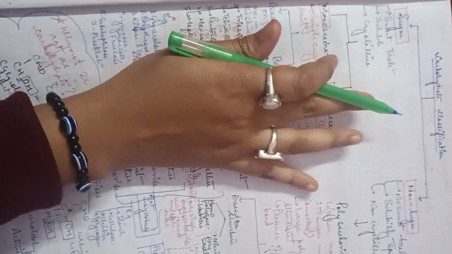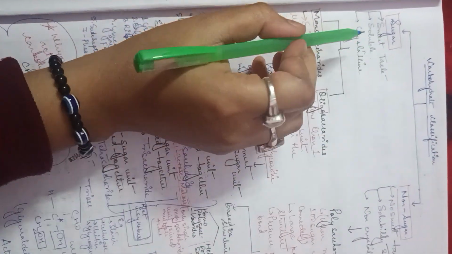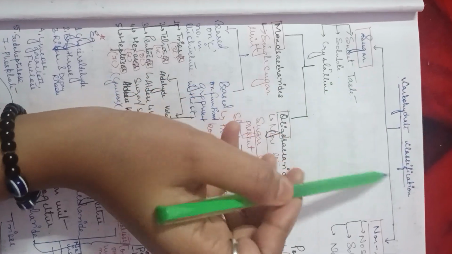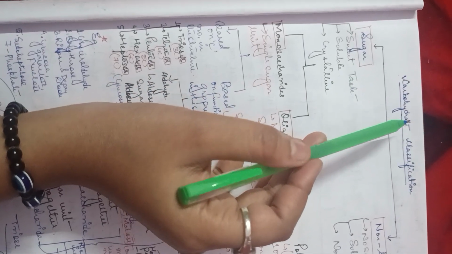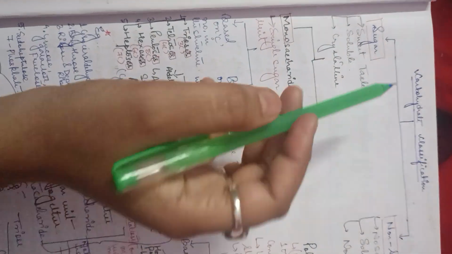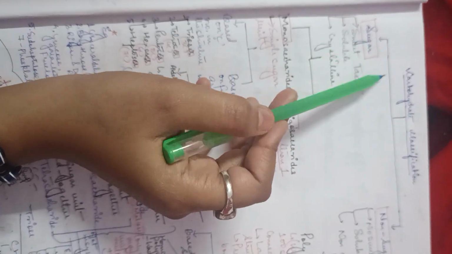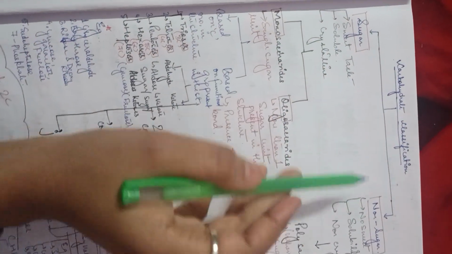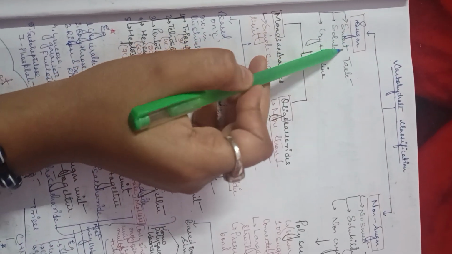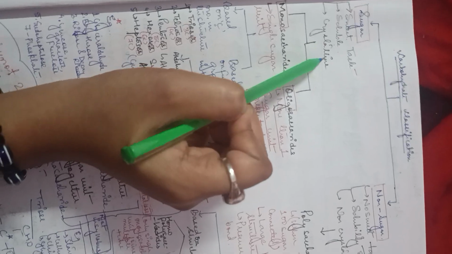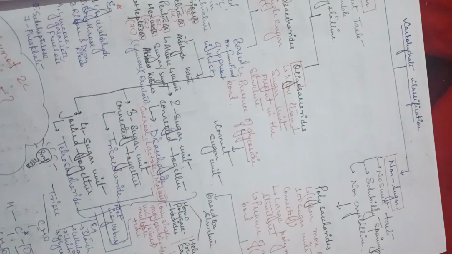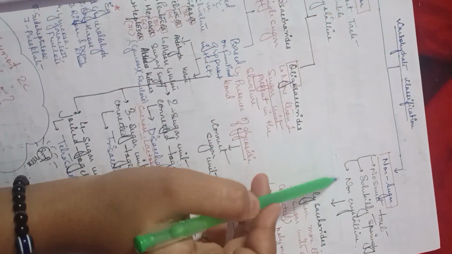Just for understanding, no need to learn, just keep the basic things in mind. Okay, chalo. Carbohydrate classification. If I talk about carbohydrate classification, you have two things: one is sugar, other is non-sugar. Sugar: sweet taste, soluble, crystalline. Non-sugar: no sweet taste, sparingly soluble, and non-crystalline.